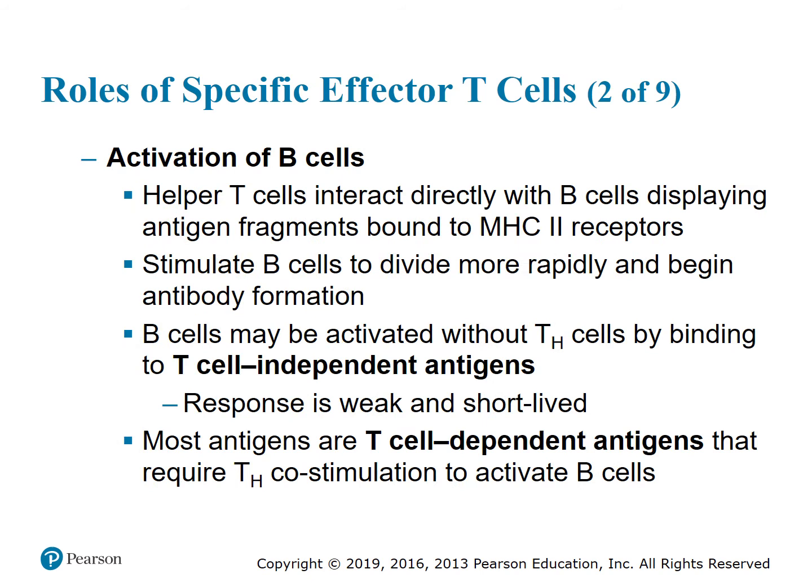Activation of B cells. Helper T cells interact directly with B cells, displaying antigen fragments bound to MHC2 receptors. This also stimulates B cells to divide more rapidly and begin antibody formation. B cells may be activated without T helper cells by binding to T cell independent antigens, and the response is weak and short-lived. But most antigens are T cell dependent antigens that require T helper cell co-stimulation to activate B cells.